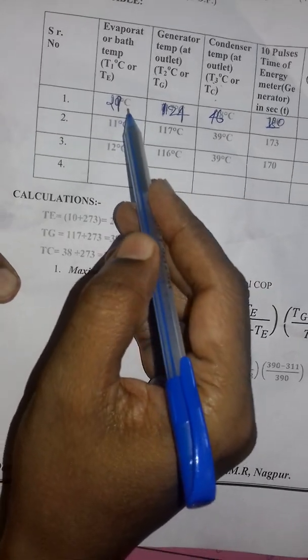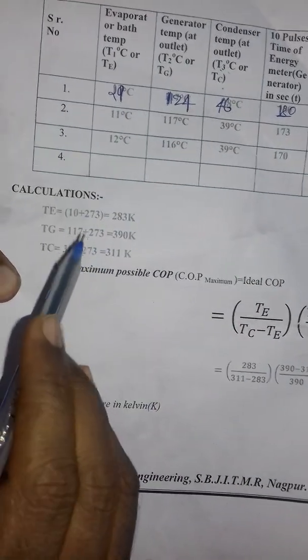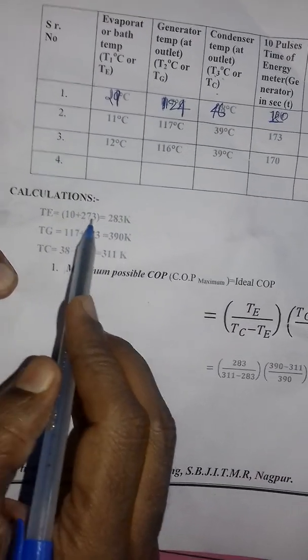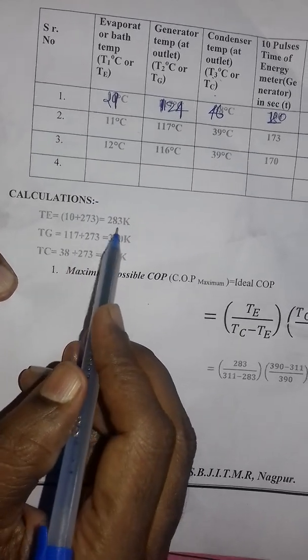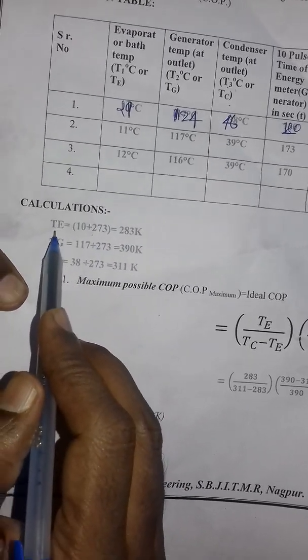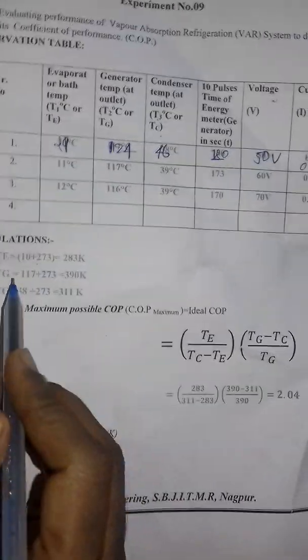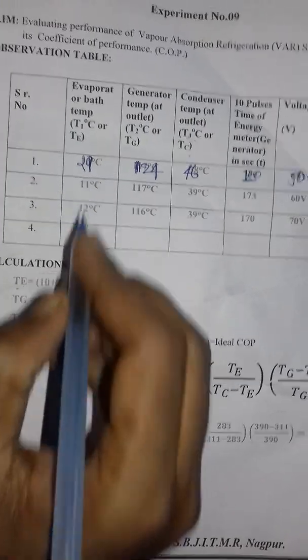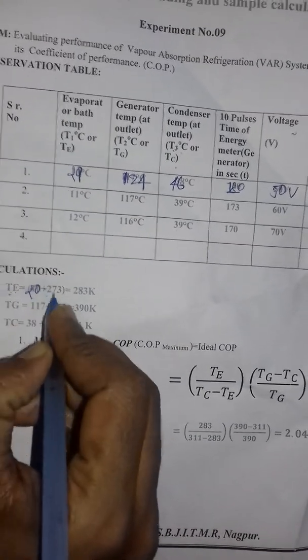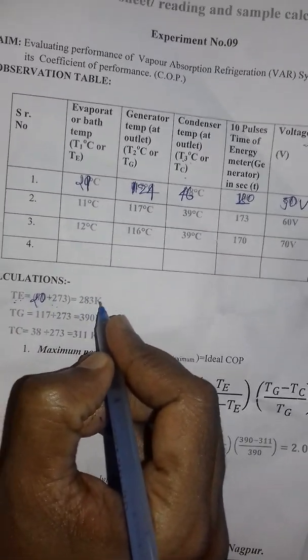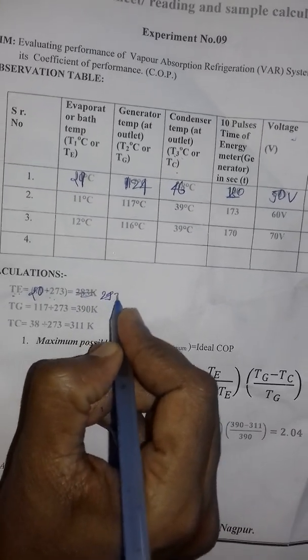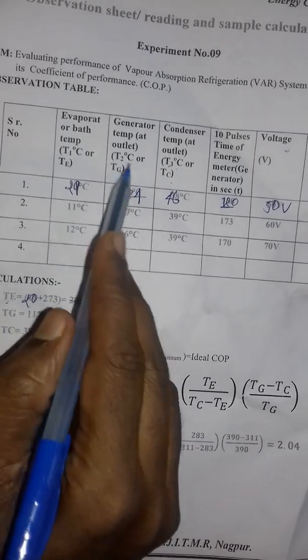Now we will see the calculation part. Here the temperatures are recorded in centigrade, but we want temperature in Kelvin. So we are converting the temperature from degree centigrade into Kelvin by adding 273. First temperature, T1, is the temperature in the evaporator. Its temperature is 20, so 20 plus 273 gives 293 Kelvin.